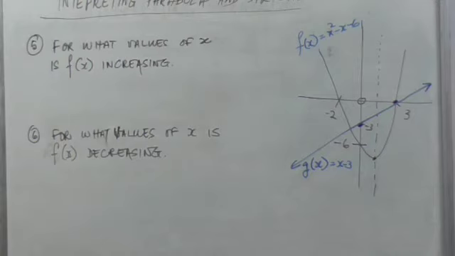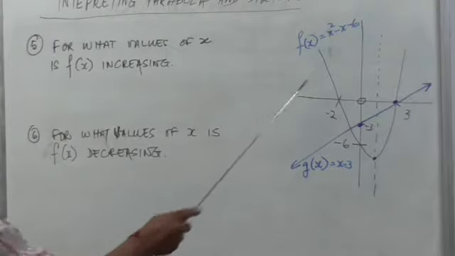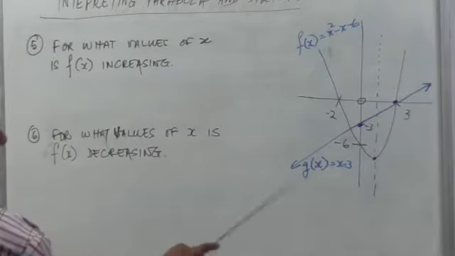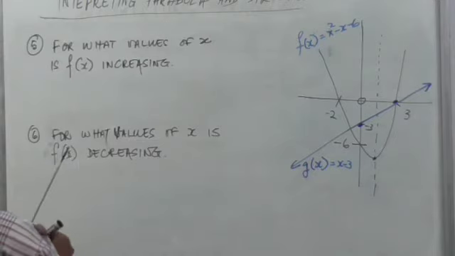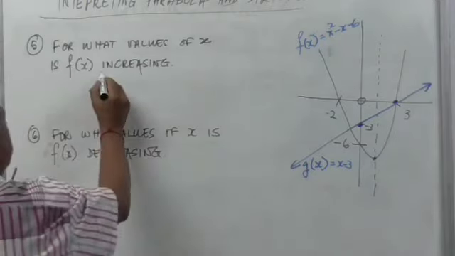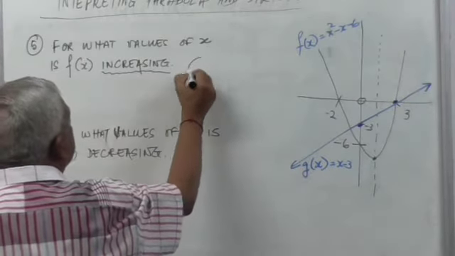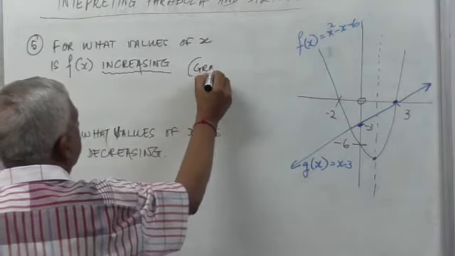Welcome back. Right, now here we have the parabola and here we have the straight line, the same graph. I've just redrawn it neatly now. For what values of x is f of x increasing? Now let's understand the meaning of increasing. Increasing means the gradient is positive.